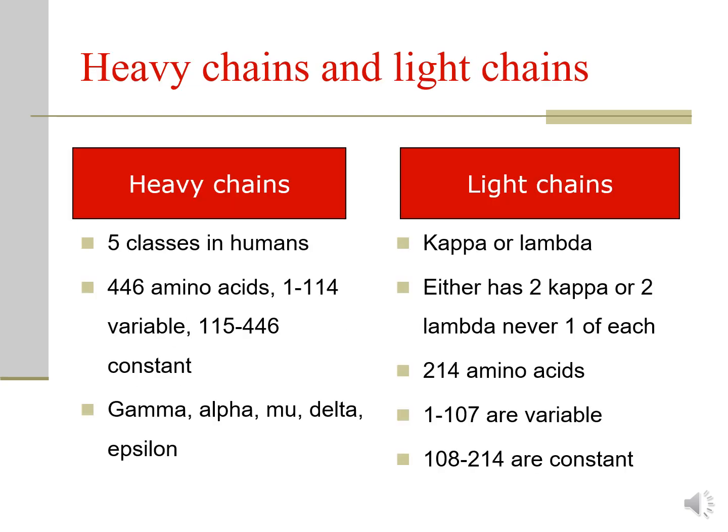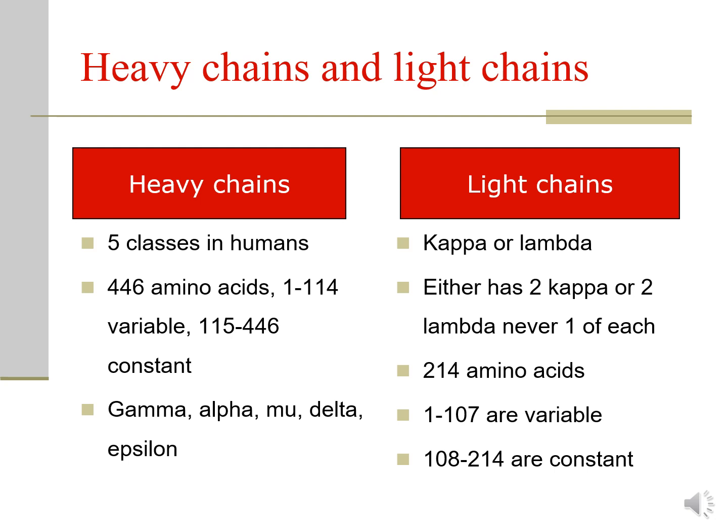So we have 5 classes of heavy chains. There are 446 amino acids in the entire heavy chain. Amino acid 1 through 114 is variable, and amino acid 115 through 446 is constant. And I would suggest you take a look at the images in your book for this. Okay? The heavy chains are named gamma, alpha, mu, delta, and epsilon.